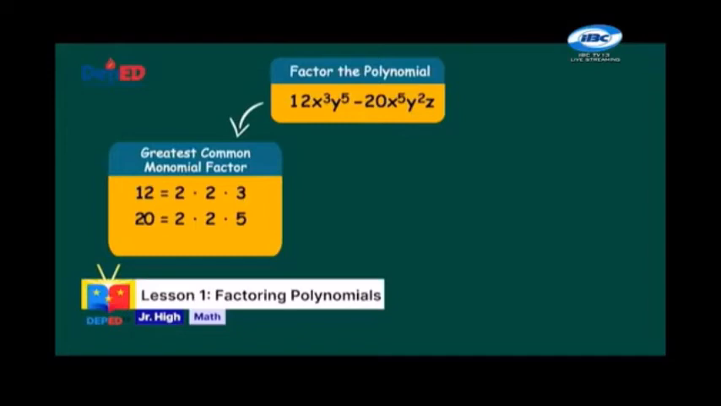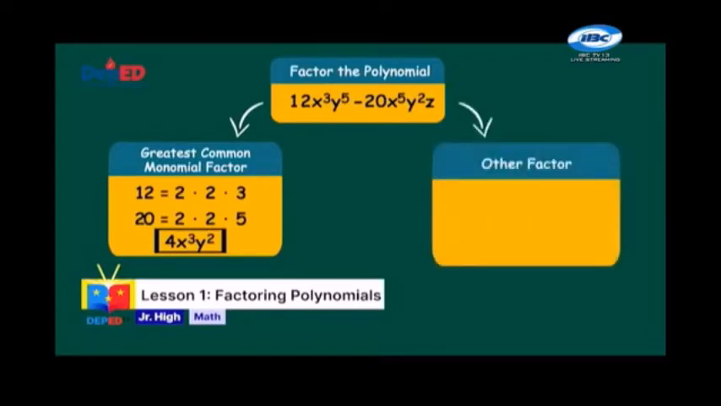Then we get the common variables in each term which has the least exponent. So what is the greatest common monomial factor? It is 4x cubed y squared. Then, find the other factor by dividing each term of the polynomial by the greatest common monomial factor. The operation can be shown as such.